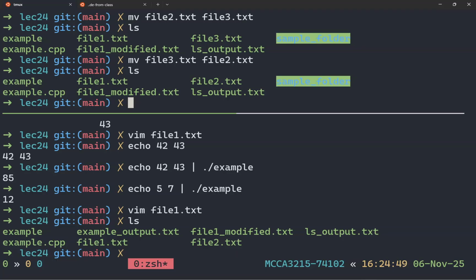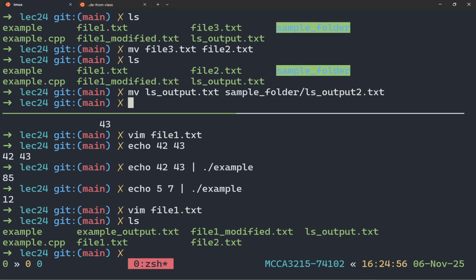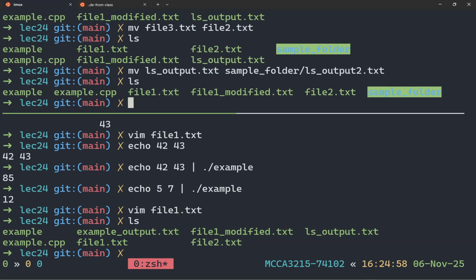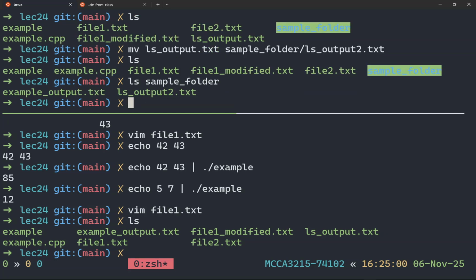So I can say move ls output into sample folder/ls output 2.txt. That's something you can do. So it's gone from this folder. It's in sample folder now, and it's called that. Does that make sense? So move renames or moves to places.